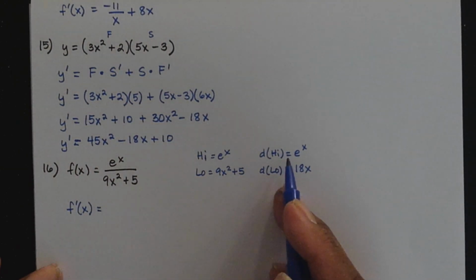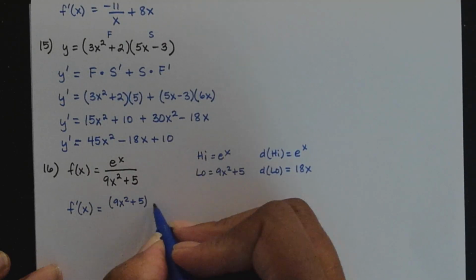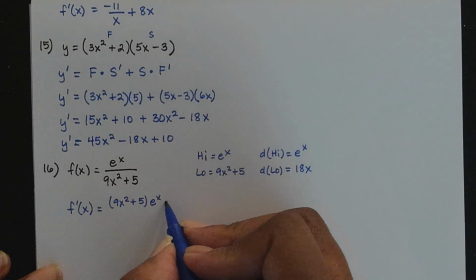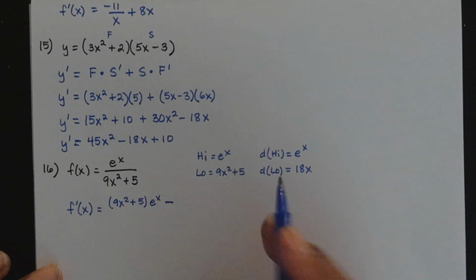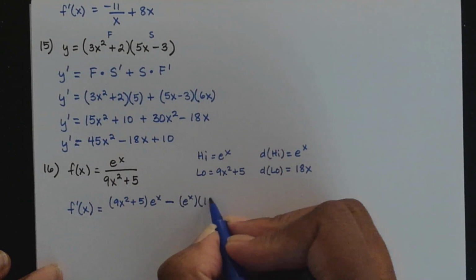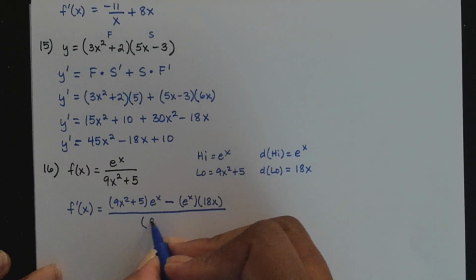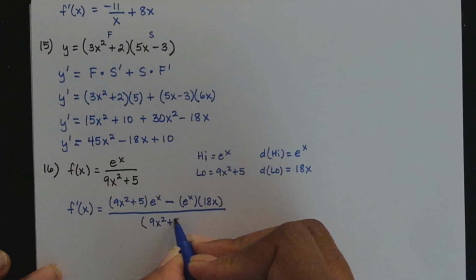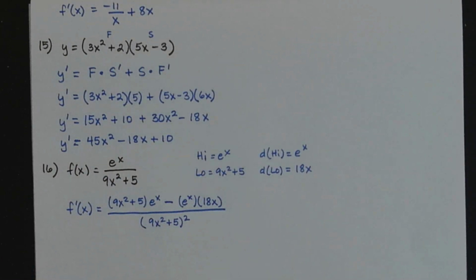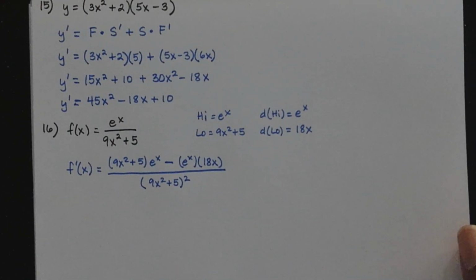The low times the derivative of the high. So the low is 9x squared plus 5 times the derivative of the high, that's e to the x, and then minus the high times the derivative of the low. The high is e to the x times the derivative of the low, that's your 18x. All that will be divided by the square of the low, and that's 9x squared plus 5 quantity squared. Okay, so it's low d high minus high d low, all divided by the square of the low.